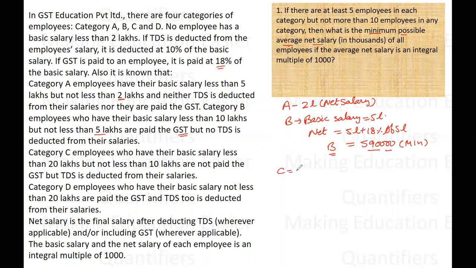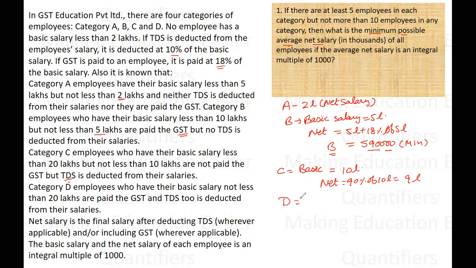For category C employees, the minimum basic salary is 10 lakh, but they are not paid GST, and TDS is deducted at the rate of 10%. Now on this 10 lakh salary, 10% of TDS will be deducted, so net will be 90% of 10 lakh, which is 9 lakh.